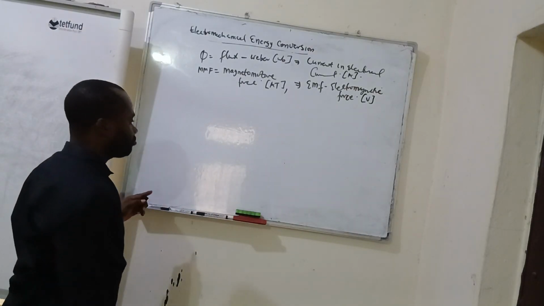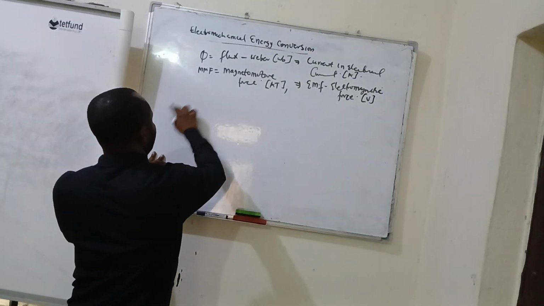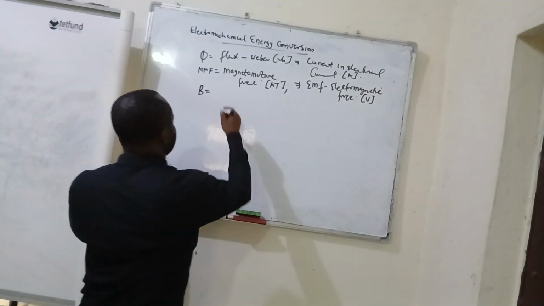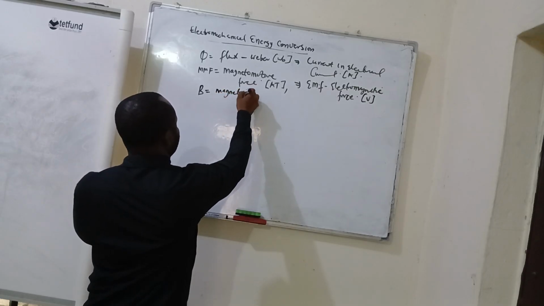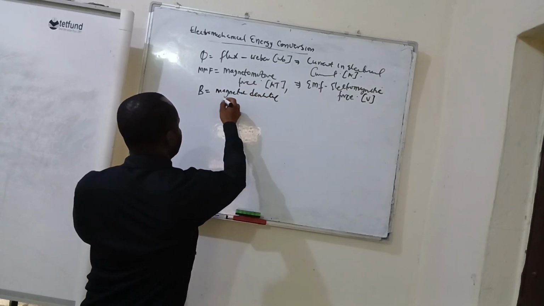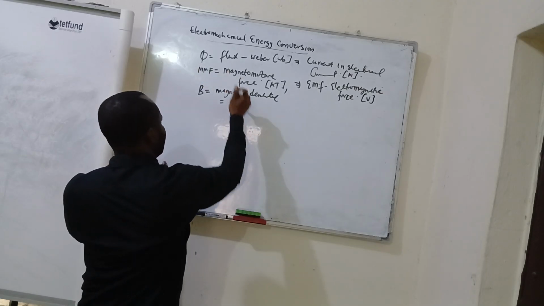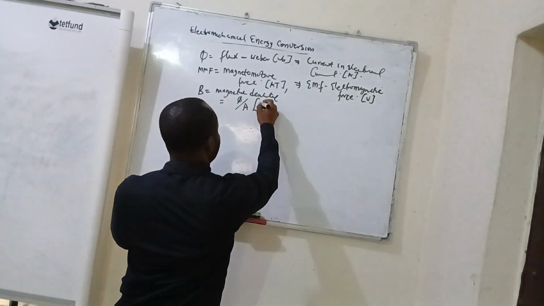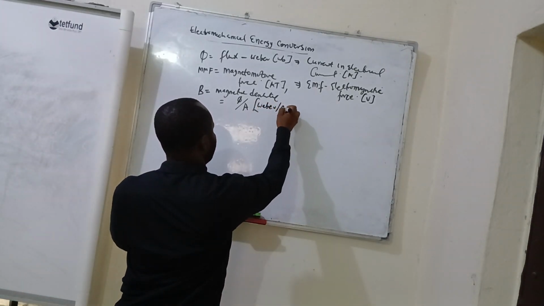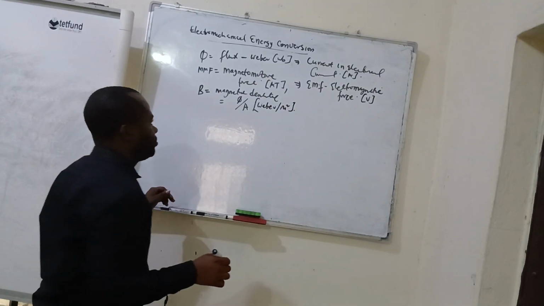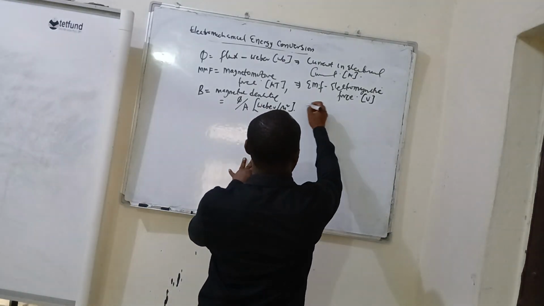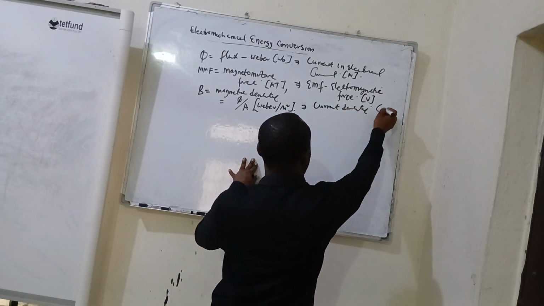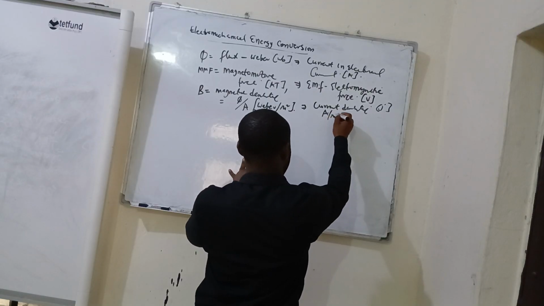So we also need to take note of what we call B. This is magnetic flux density. This is the flux divided by the area, and it's always measured in Weber per meter squared. And also, we have current density, which is in amps per meter squared.